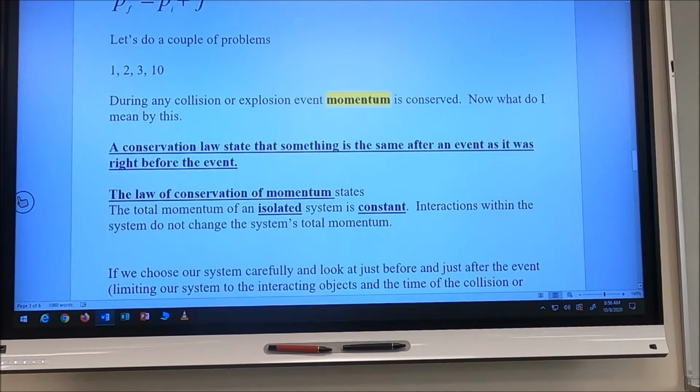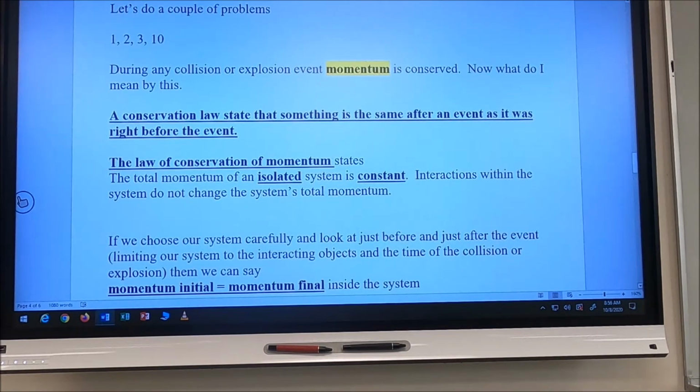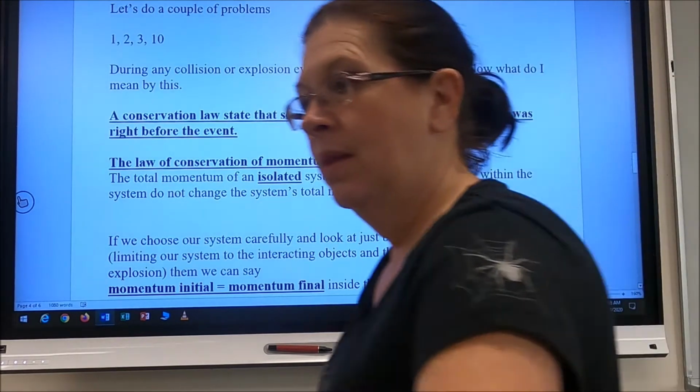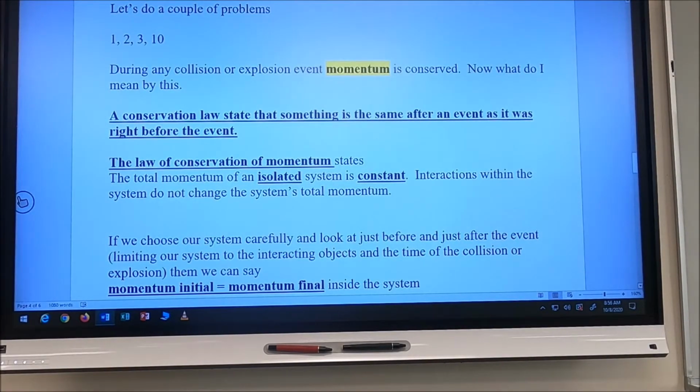So we're going to look at some really simple problems. We're going to look at problem 1, 2, 3, and 10. So let me get the book all set up here, and we will look at these problems.